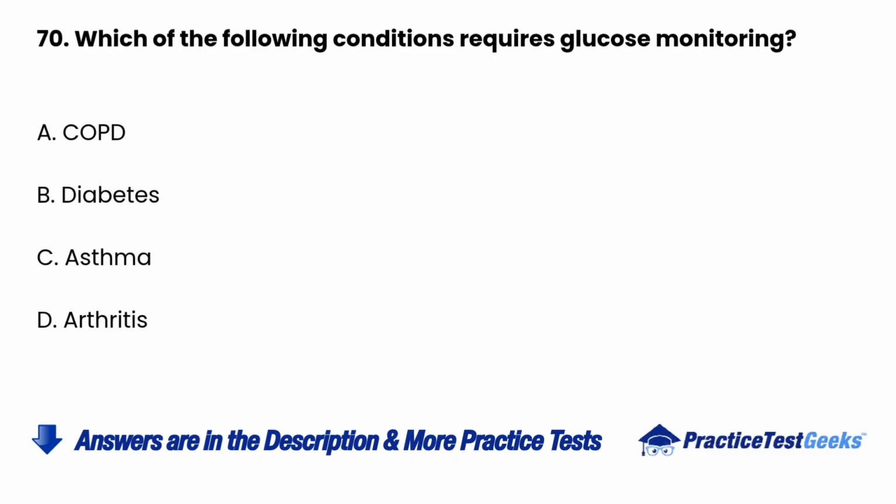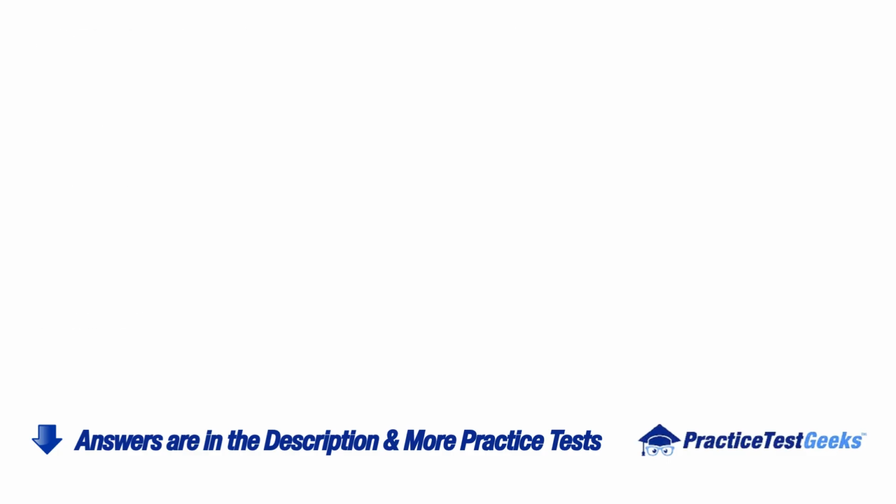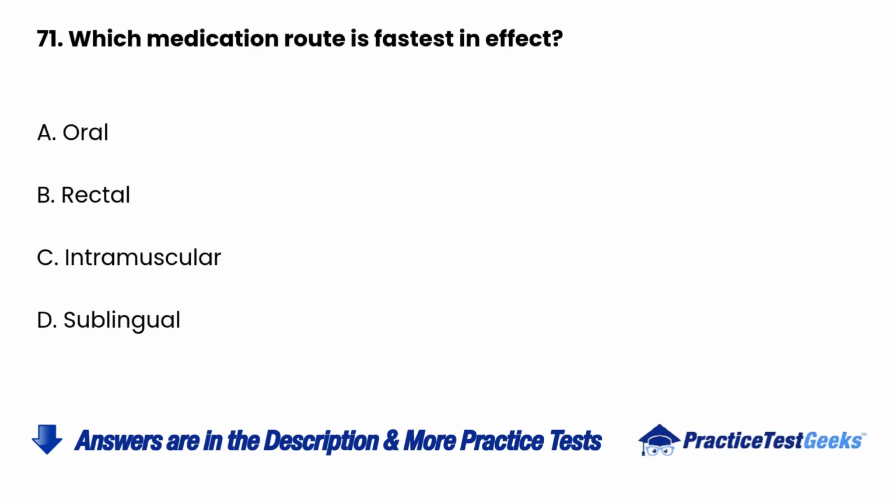70. Which of the following conditions requires glucose monitoring? A. COPD. B. Diabetes. C. Asthma. D. Arthritis. 71. Which medication route is fastest in effect? A. Oral. B. Rectal. C. Intramuscular. D. Sublingual.